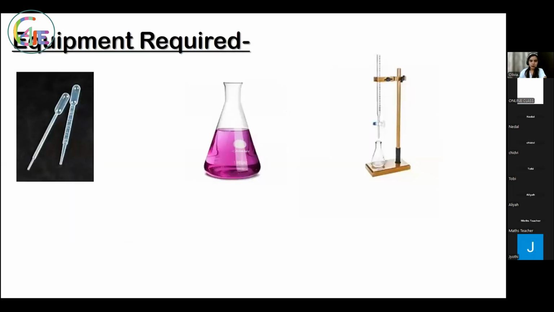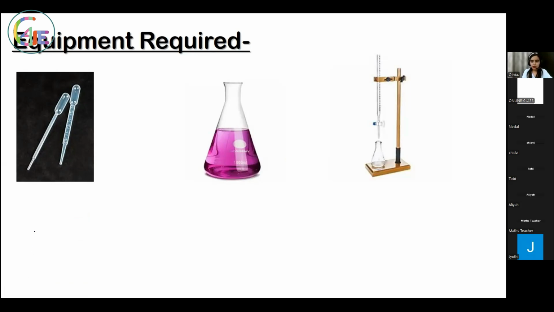The next question that comes to mind is, what are the equipments that are required to perform the process of titration? You can see there are a few equipments in front of you. Let's get introduced to all of them. They are our friends in the chemistry lab. We all encounter these equipments in the chemistry lab.